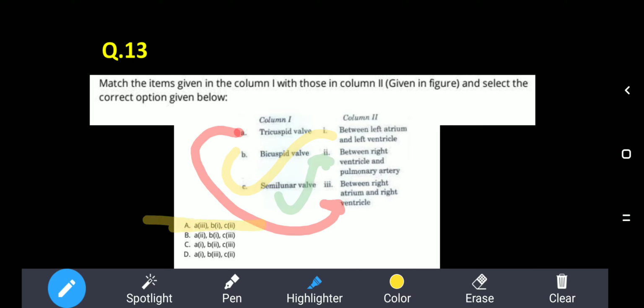That is question 13. We move on to the next question, which is going to be our question number 14.